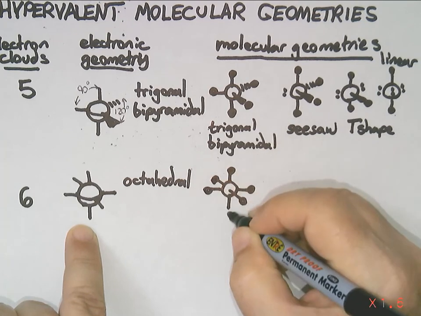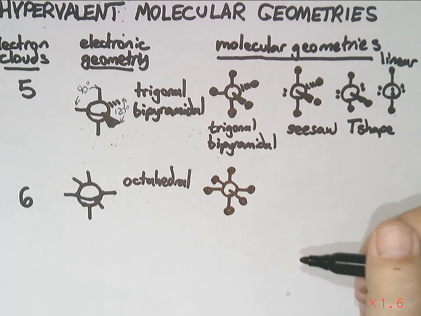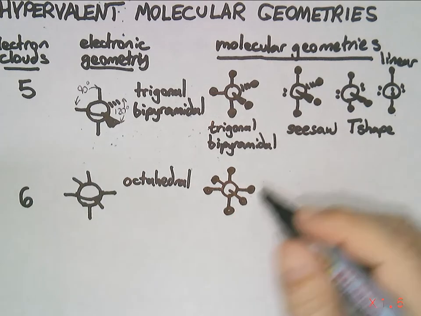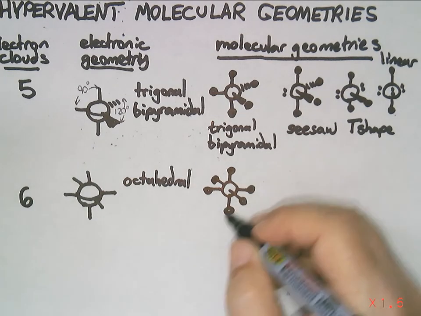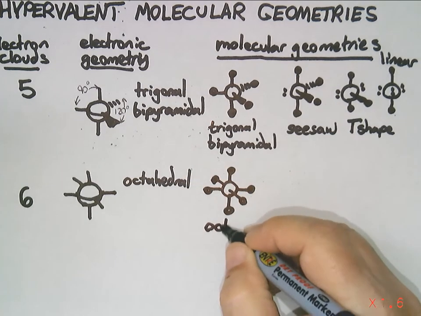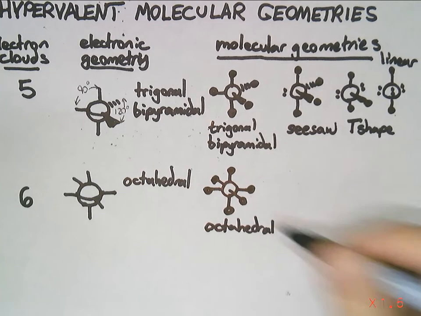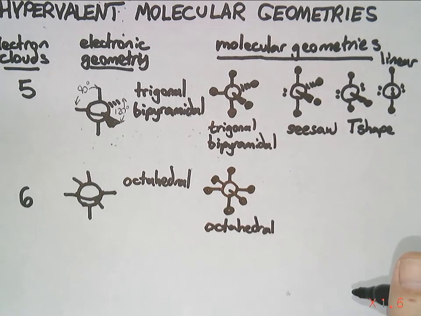And there are 6. So if I put atoms on every arm right here, I'm going to get a molecular geometry that has the same name as the electronic geometry. It's always that way when you have no lone pairs. This is an octahedral molecular geometry.